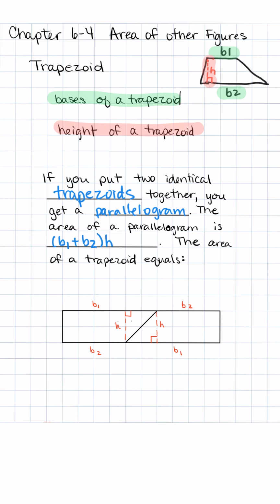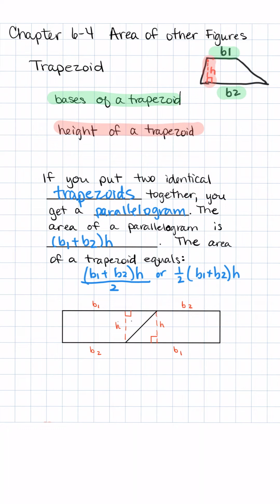The area of a trapezoid equals B1 plus B2 times the height, divided by 2. Or you could write it 1/2 times B1 plus B2 times the height. Okay, either one. And here's an example.